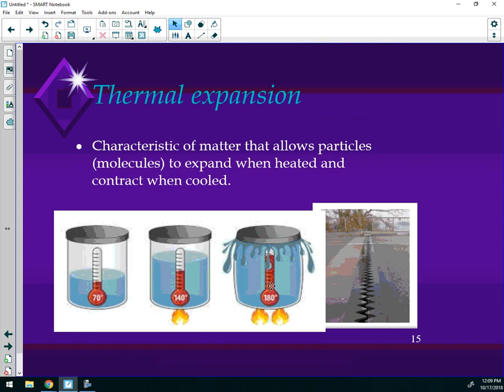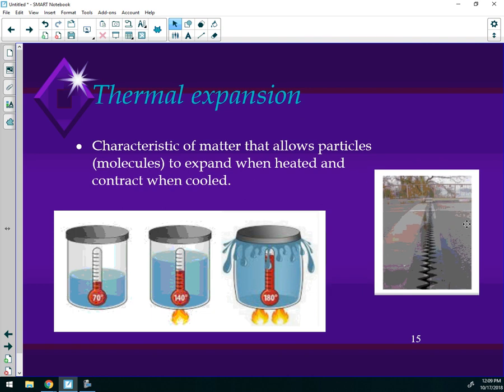Okay, thermal expansion. What is thermal expansion? Matter has this great property of thermal expansion, and it's really nice because it's the way thermometers work. When we heat it, the liquid expands, so it rises up. And it's also the way our roads and bridges work. So if we had a solid bridge and it got really hot and the matter started to expand, what would happen to the bridge? It would crumble.